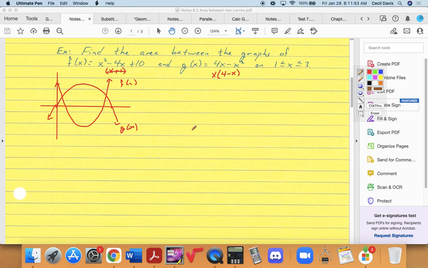So the question is, is g of x always over f of x on this whole interval? Well, the interval from 1 to 3, yes. Let's set them equal and see where these two actually intersect each other. X squared minus 4x plus 10 is equal to 4x minus x squared. So that'll be 2x squared minus 8x plus 10 is equal to 0. So that'd be 2 times x squared minus 4x plus 5 is equal to 0.